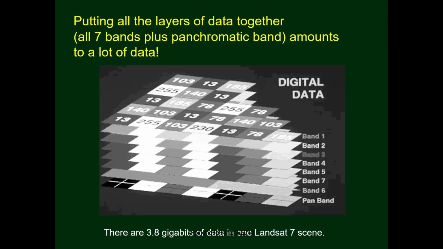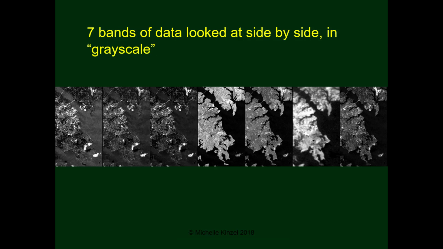A scene would be an area or a tile, and that will make more sense as we start working with our data. So 7 bands of data looked at side by side in grayscale, and you can see that there are slight differences. Each of these bands is representing information that was collected from a different portion of the electromagnetic spectrum.